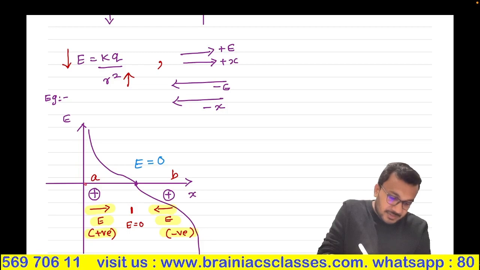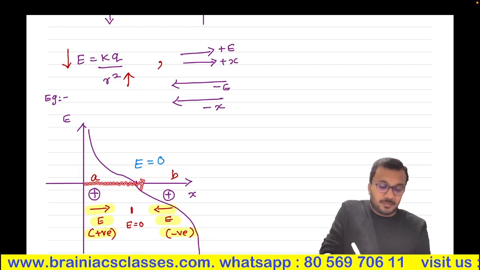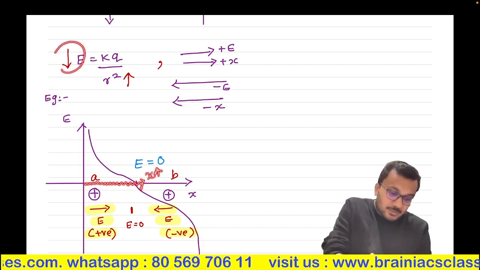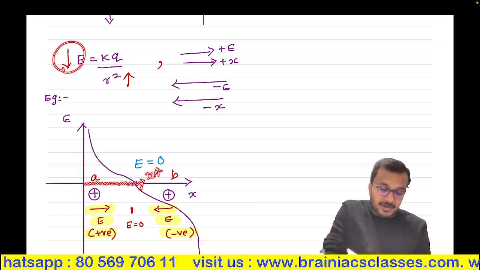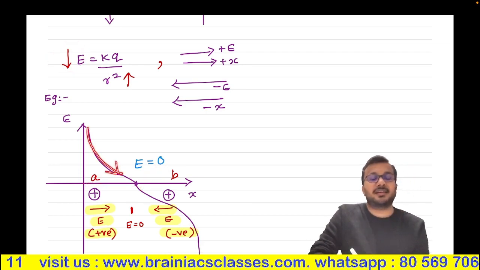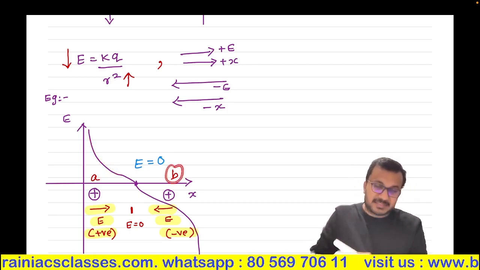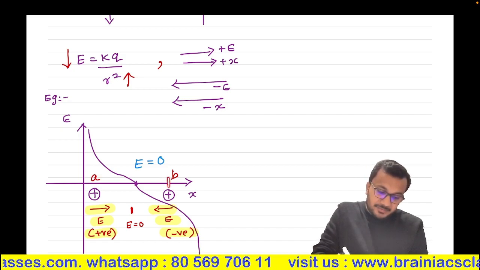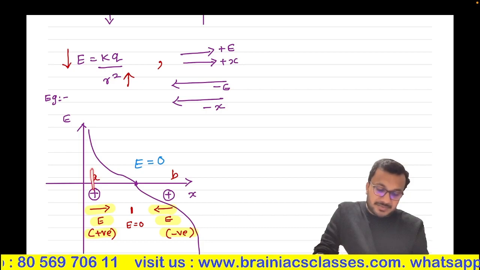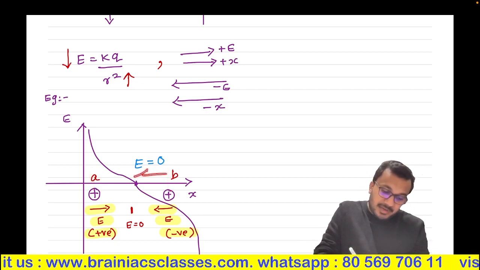Here the distance is less. Once you are moving towards the right side, x increases. When x increases, what happens to the electric field? It reduces. That's why the graph is coming downward like this. Now the other side, we'll go to the B side. On the B side, we are starting from here. For the left side, the starting point is B. So at B we are moving to the left side.